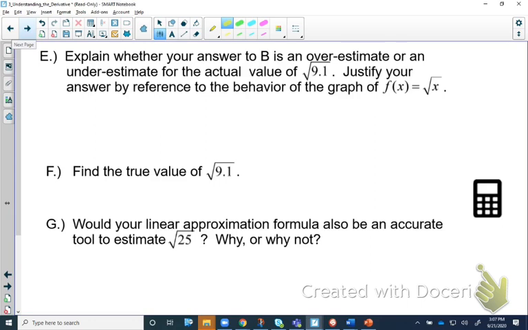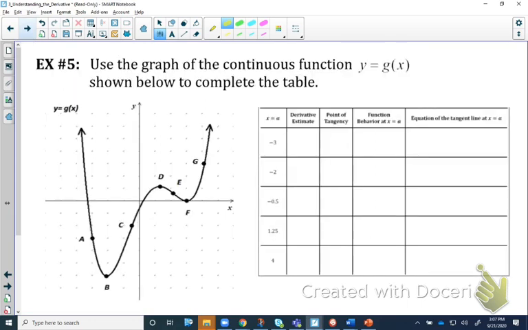Now we're going to be taking a look at a graph, and we're just trying to get its slopes and whatnot from it. So again, at this point I want you to go ahead and pause the video. This is something that I feel you should be able to do. Graph the tangent lines at the points that are given to you, and then fill in the table. And when you're done, hit play, and I'll have it filled in for you so you can check your work.